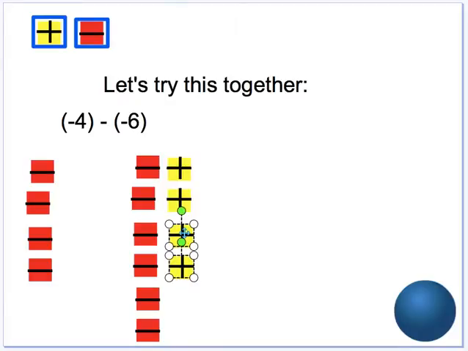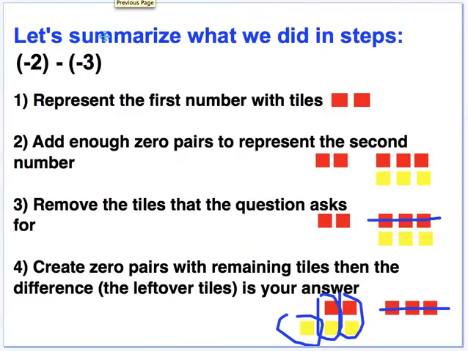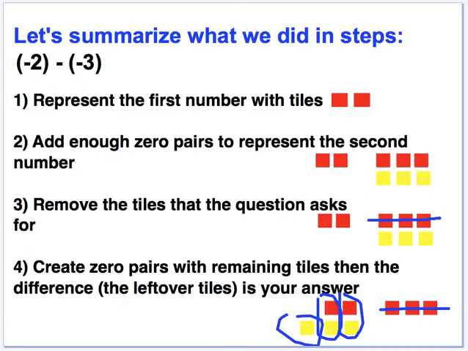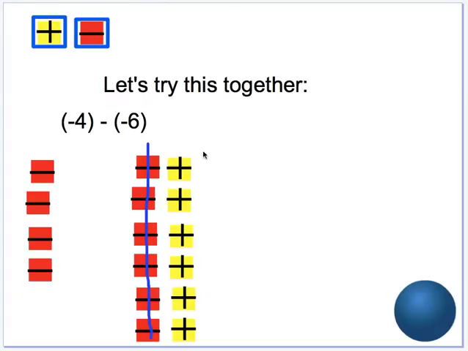2, 3, 4, 5, 6. Awesome. Okay. Step 3 was, let's go back to step 3: remove the tiles that the question asks you to remove. So the question says, hey, you have 4 negatives. Take away 6 negatives. 1, 2, 3, 4, 5, 6. 6 negatives are gone. Step 4 was to create 0 pairs with the remaining tiles.